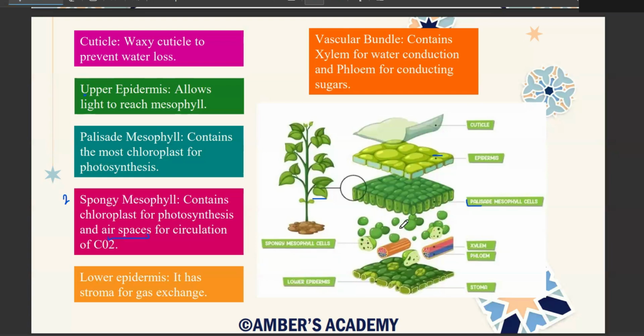These gaps are the air spaces which allow CO2 to move inside, and CO2, like we all know, is an important component of photosynthesis. So this is why spongy mesophyll cells allow the movement of CO2 inside the mesophyll cells. You need to remember this word, air spaces. It's an important keyword. And the other function of spongy mesophyll cells is to carry out photosynthesis.